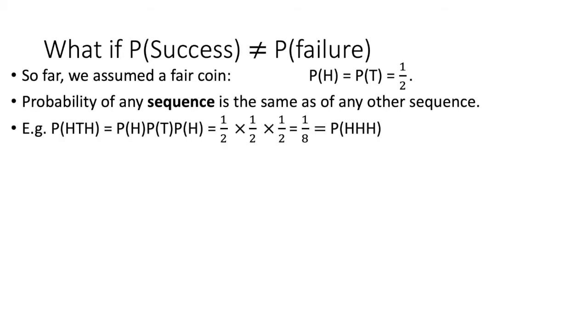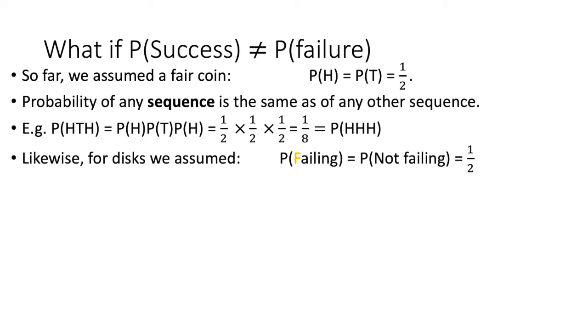For example, what is the probability of seeing a head followed by a tail followed by a head? That equals the product of their individual probabilities, which equals 1/2 times 1/2 times 1/2. And that produces 1/8. Now you can verify yourself that the probability of finding another sequence such as head, head, head is also the same. We just substitute the probabilities of getting a head 3 times.